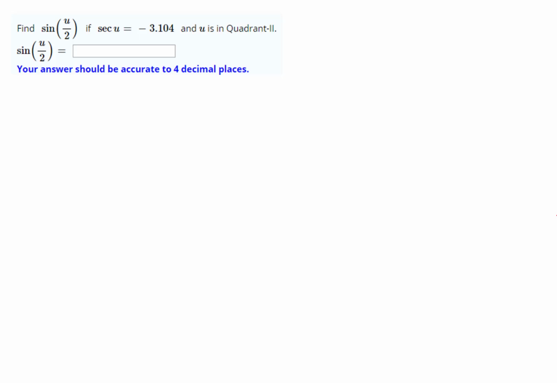We want to find sine of u over 2 if secant u is negative 3.104 and u is in quadrant 2. So first of all, thinking about an angle in quadrant 2, if u is in quadrant 2, we know it's greater than pi over 2, and it's less than pi. That's just simply the angles that are in quadrant 2.